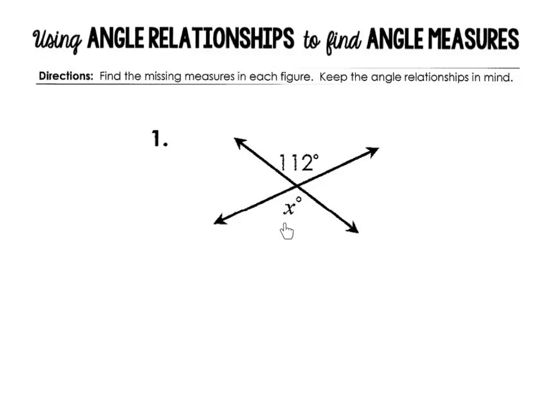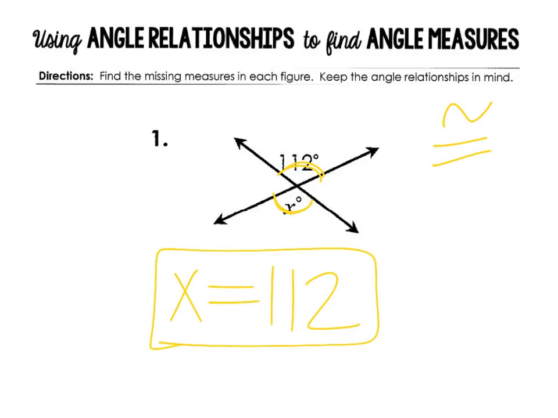What is the relationship between angle x and the 112? If you said that they are vertical angles, you are correct. They're vertical angles. And we know that vertical angles are congruent. So if this angle right here is 112, this angle is also 112. Therefore, x equals 112, all right, because they are vertical angles.